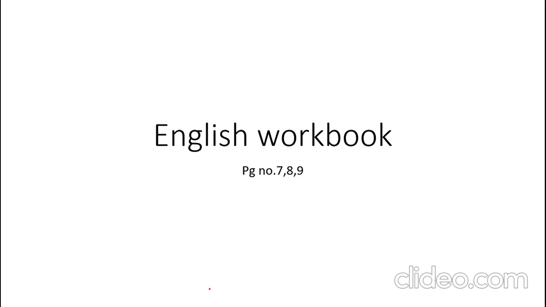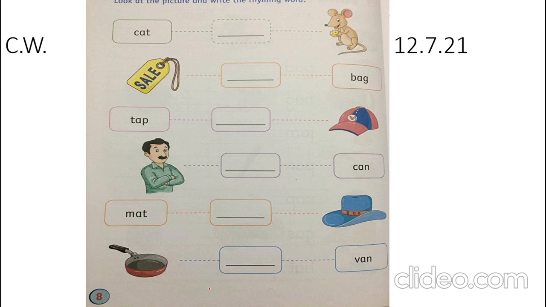So today we are going to revise all the ACDC words which we have done in class till now. So let's open our workbook, English workbook to page number 8. It says look at the picture and write the rhyming word. So you have to look at the picture and write the word.